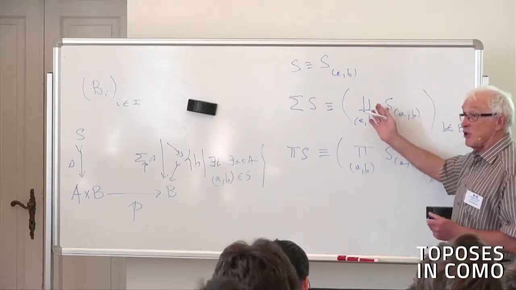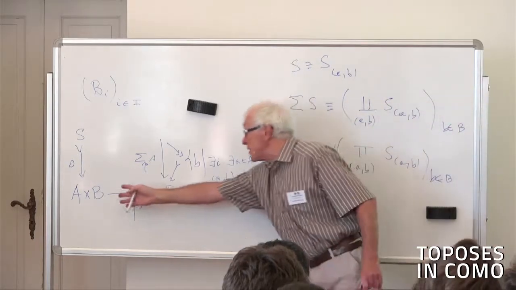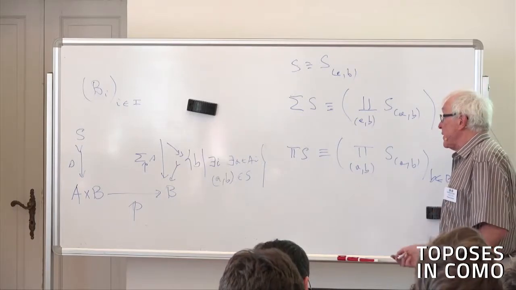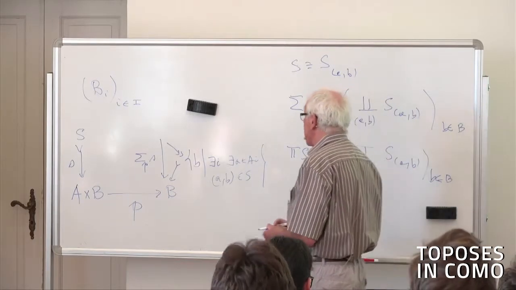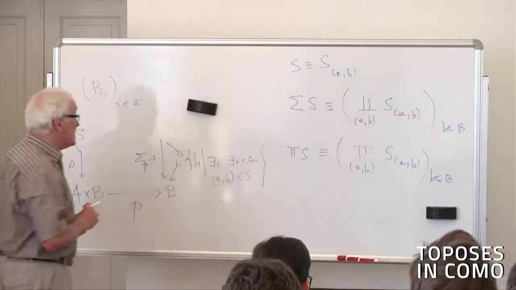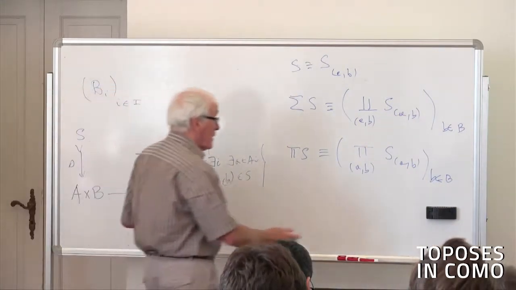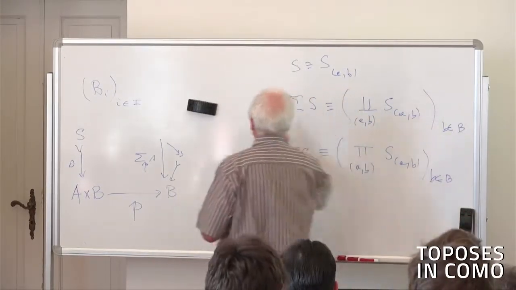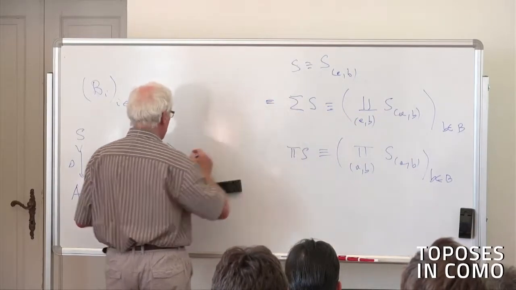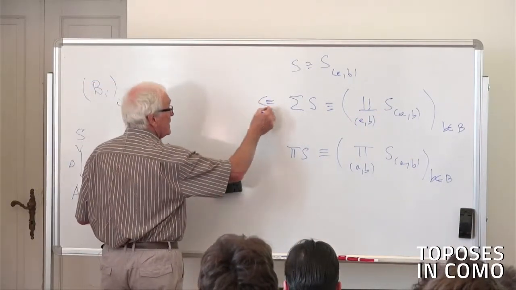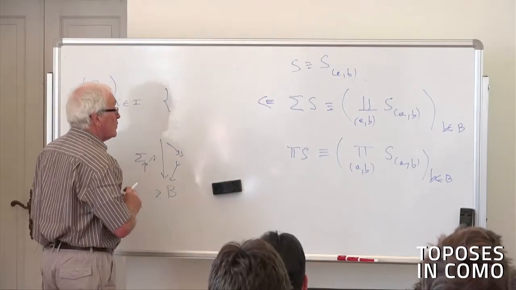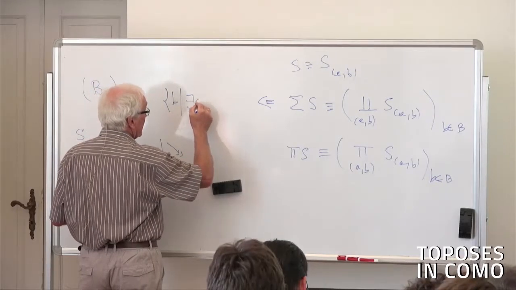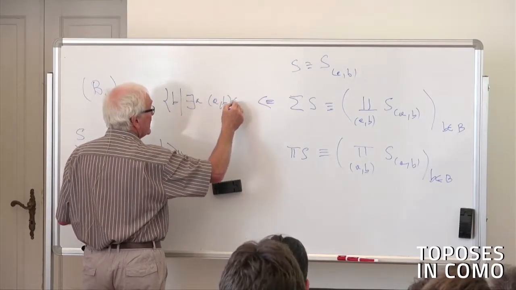In one case, I take the coproduct for all the elements which are mapped on B, so all the pairs AB. In the other case, I take the product. So, in one case, I get the elements B. Let me write it clearly. In that case, if I take the image, this gives me the set of those elements B, such that there exists A with AB in S.